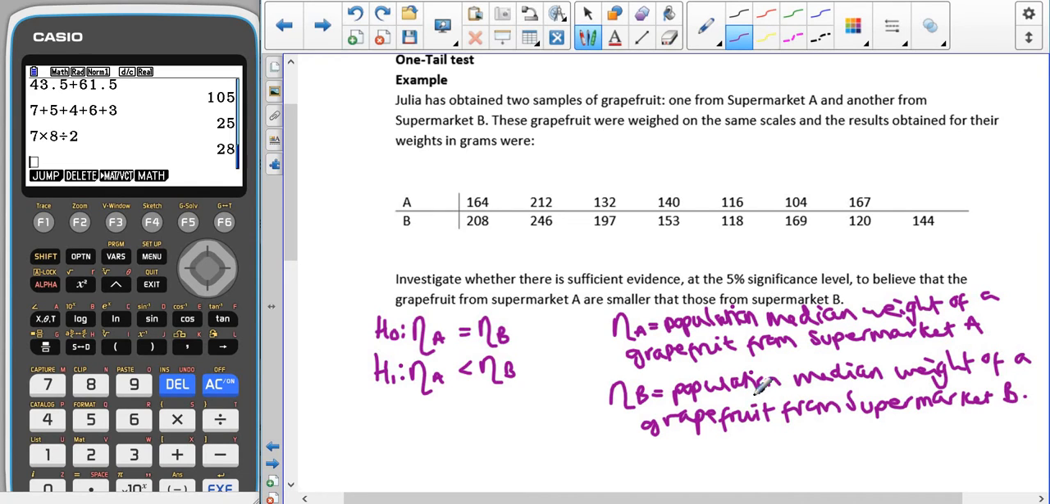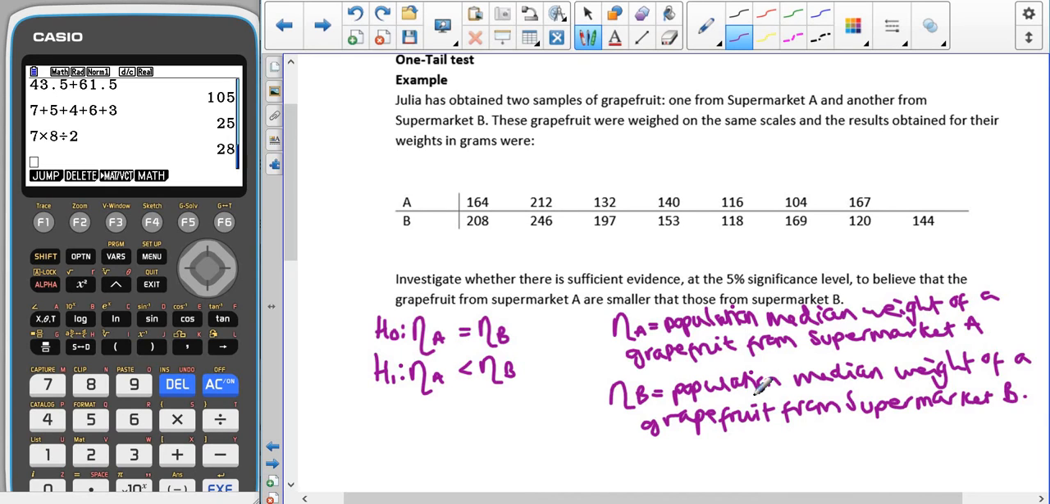And that's really important, that we make it clear what each of our symbols stands for. In this case, it's quite obvious: A is for A, B is for B, but it's still quite important that we are communicating what each one of those means. And this comes up quite a lot in A2 statistics, so it's a good idea to get used to it now, defining what our symbols mean.